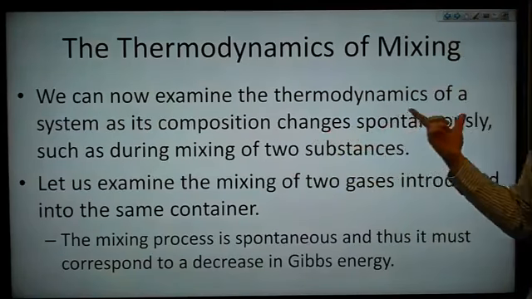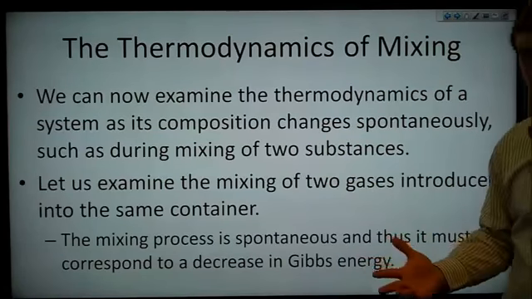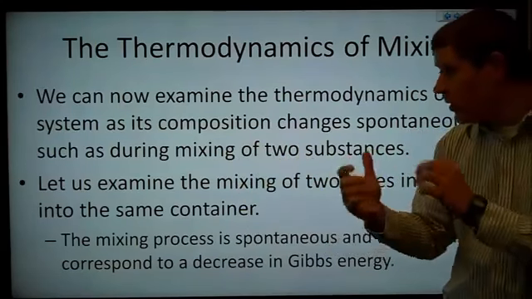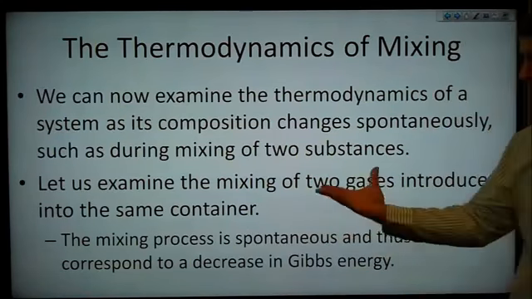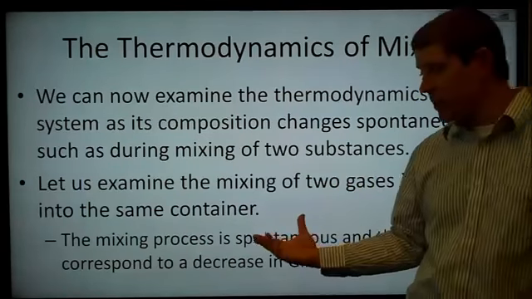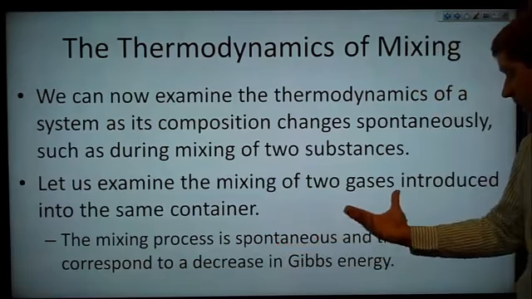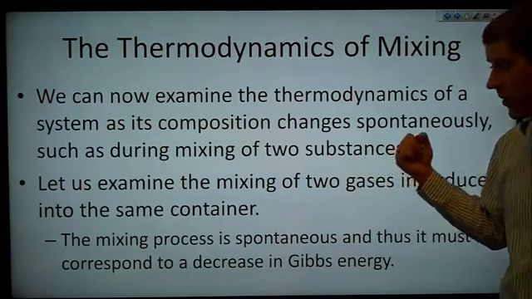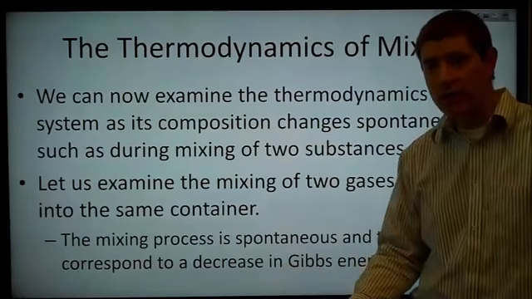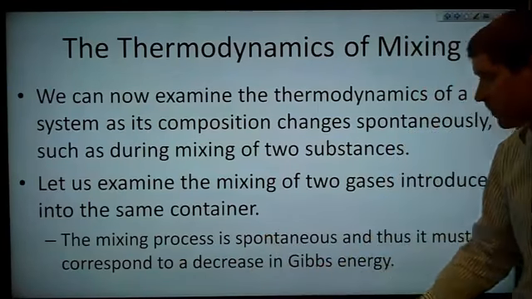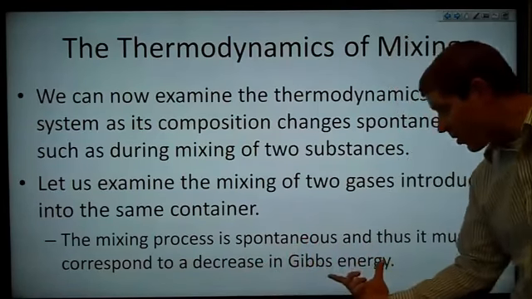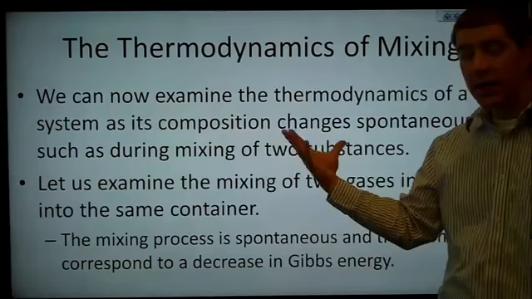So now we can examine the thermodynamics of a system as its composition changes spontaneously, like during the mixing of two substances. We're going to start out by examining the mixing of two gases introduced into the same container. We're going to assume here that these gases are ideal to start with. The mixing process is spontaneous. If we put the two gases together, they will spontaneously mix together. And therefore, that mixing process has to correspond to a decrease in Gibbs energy. So our G has to decrease.